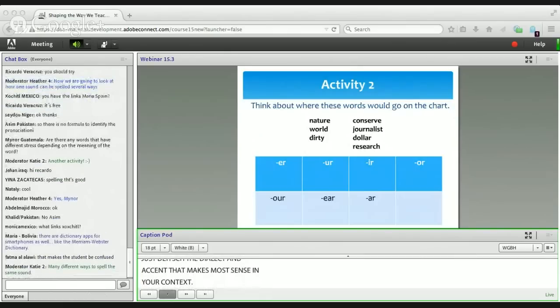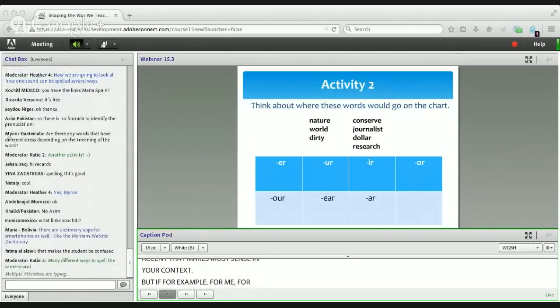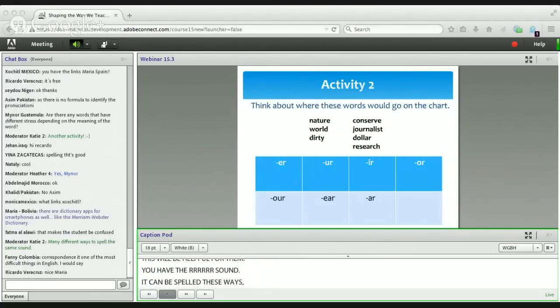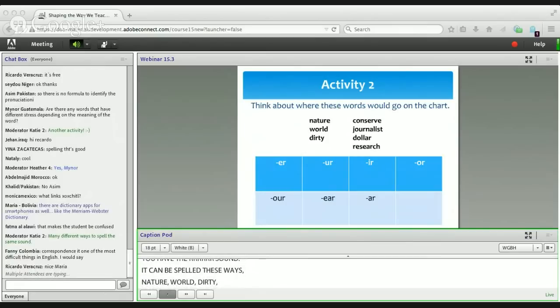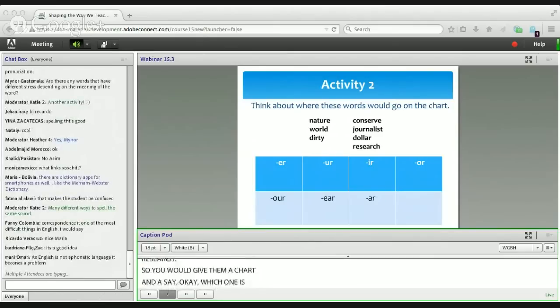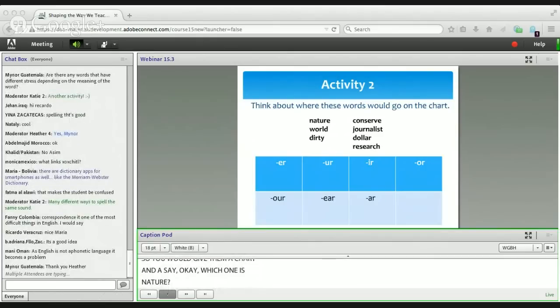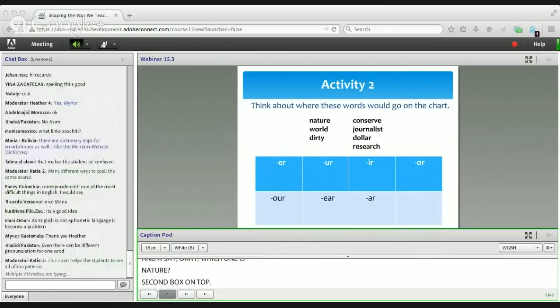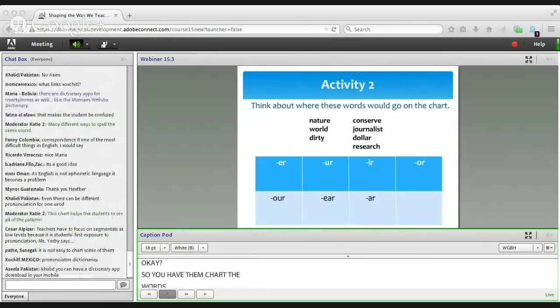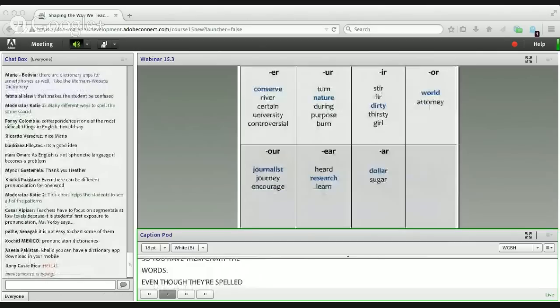You have the sound, and look at how many different ways it can be spelled. Nature, world, dirty, conserve, journalist, dollar, and research, okay? So you would give them a chart, and you would say, okay, which one is nature? So second box on the top. World, the last box on the top. Conserve, the first box, okay? So you have them chart the words. Even though they're spelled differently, they sound the same, but what are the different spellings? You're raising their awareness.